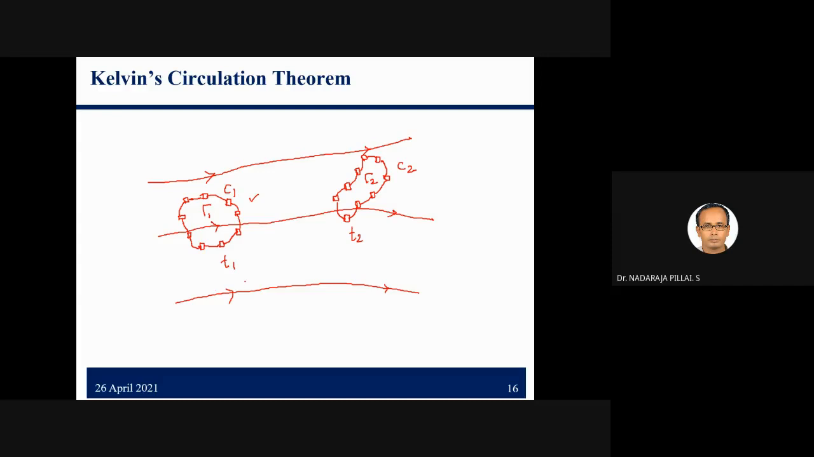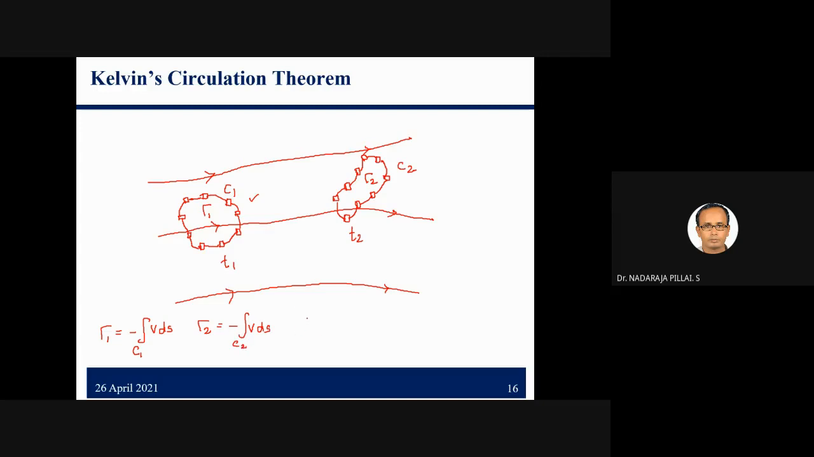So let us consider an arbitrary inviscid incompressible flow and assume that the body force is 0. Then we can write gamma 1 is equal to minus the integral over curve C1 of V dot ds. Similarly, gamma 2 is equal to minus the integral of V dot ds over curve C2.